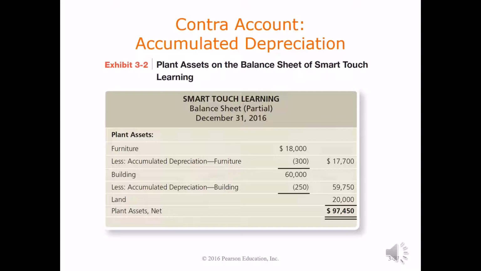Same thing with our building account. It's showing a $60,000 balance right now. That will never change until we either add to the building or dispose of the building.